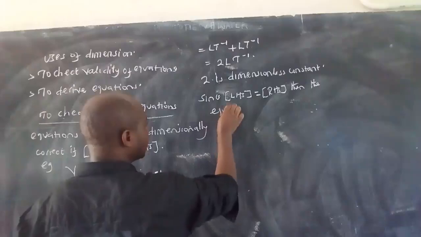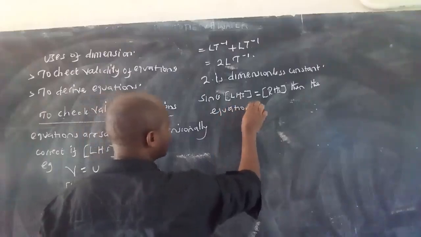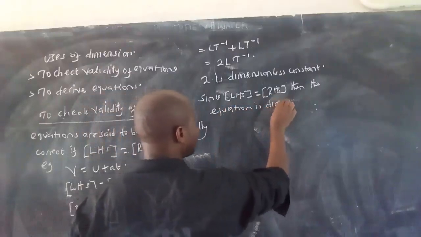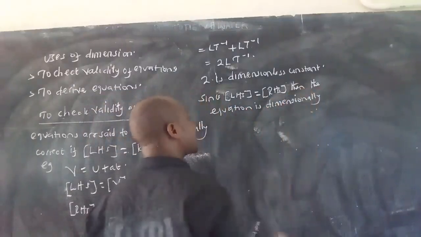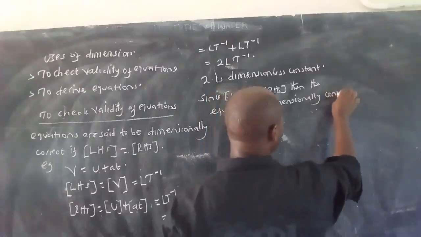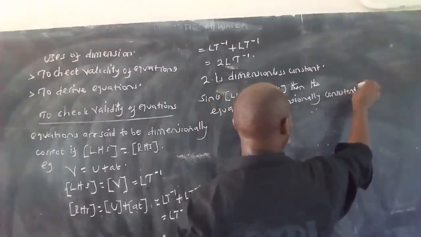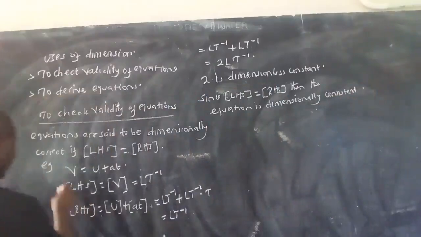The equation is dimensionally what? Consistent or correct. Consistent or correct. That's number one.